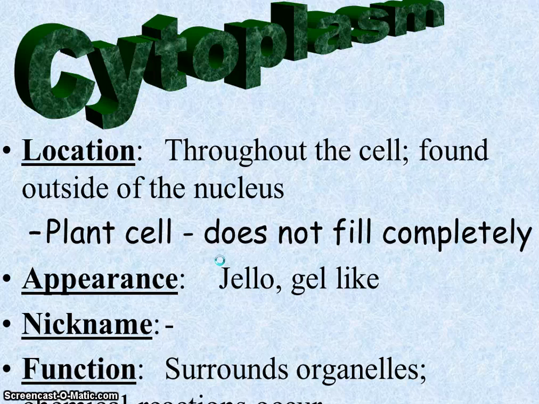Okay, now outside of the nucleus is cytoplasm. It is found throughout the cell. One thing we're going to see when we talk about cell transport is that often a plant cell does not have the cytoplasm fill completely, and we'll point out why that is as we go through these notes. It has the consistency of jello. It's very gel-like. It's made up of water and other substances. Now the main function is it's going to surround the organelles, and chemical reactions, or the things that are going on in the cell, will happen in the cytoplasm.